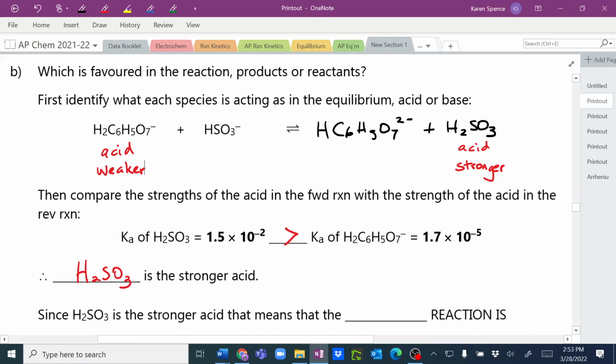Are the products favored or are the reactants favored? I'm jumping a couple steps here. That's what you meant, that's what you were saying. That's what you said, right? Who's favored? The one on the left side.